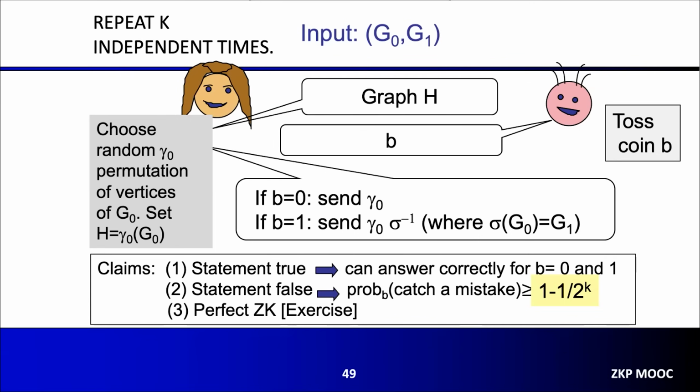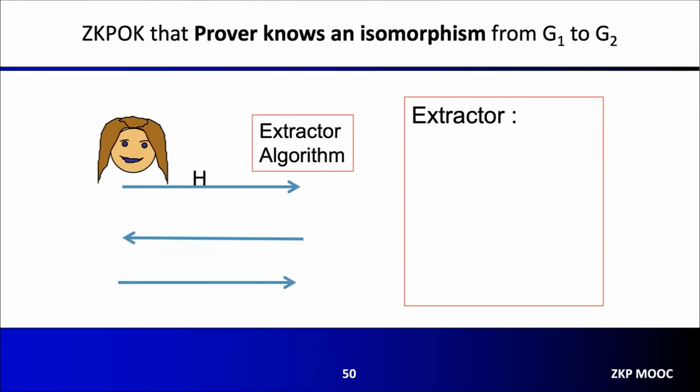I leave it as an exercise to you that it's perfect zero knowledge. It's going to be essentially trivial, if you understood the quadratic residue example, to come up with the perfect zero knowledge proof here. I encourage you to do that. It's also not just a zero knowledge proof, but a zero knowledge proof of knowing an isomorphism. So it's a proof of knowledge. Again, to show that, you have to show an extractor.